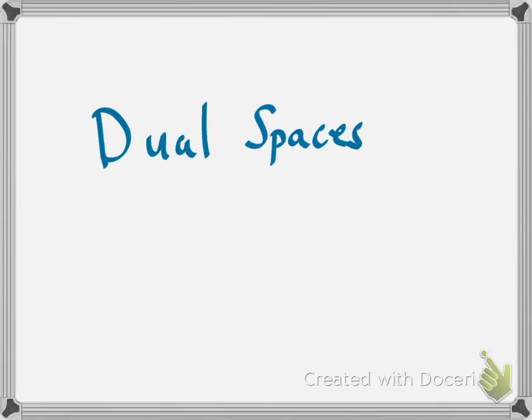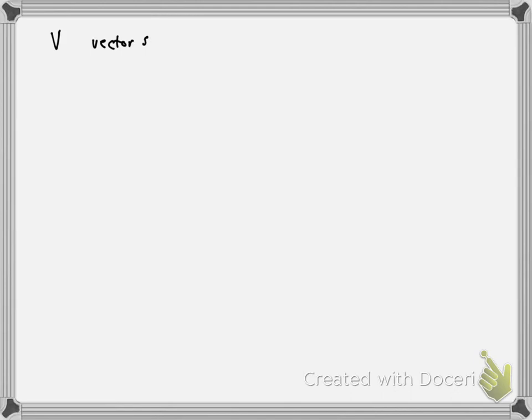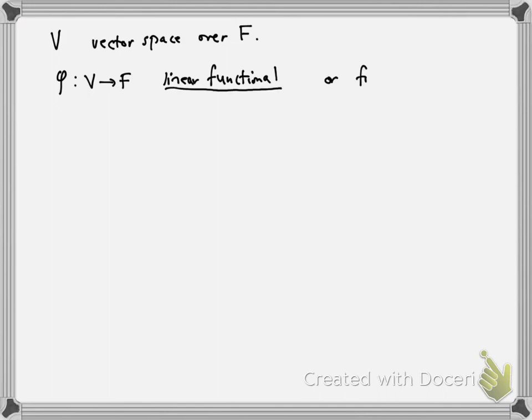Let's talk about dual spaces. Suppose V is a vector space over a field F. Recall that we can view V as a vector space over itself, and so we can consider a linear transformation from V to F. Such a linear transformation is called a linear functional, or functional for short.